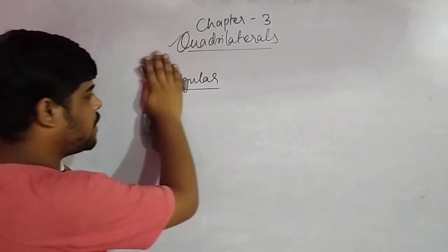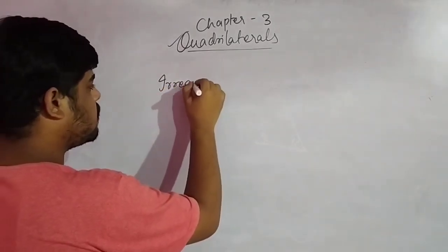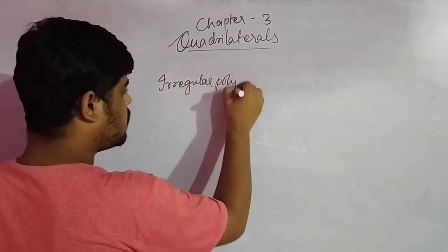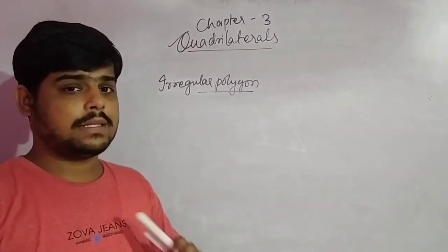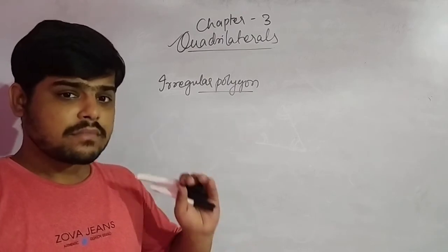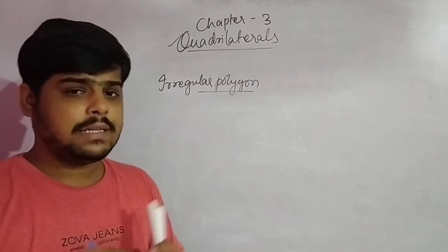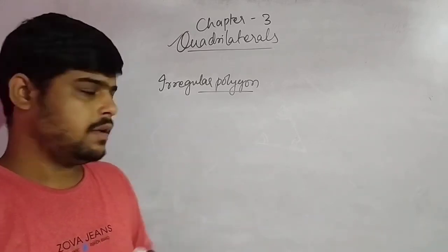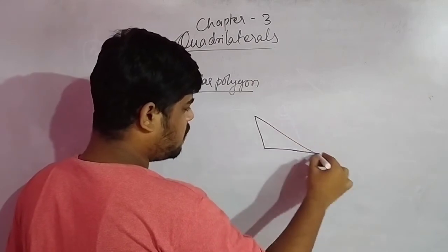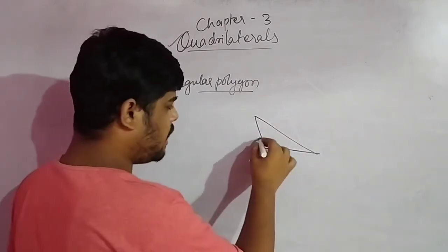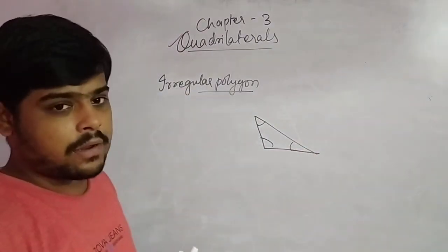Now what is the irregular polygon? Irregular polygon students. Now what is irregular polygon? In a regular polygon the length of all the sides and the measure of all the angles are equal, but in an irregular polygon the length of all the sides and the measure of all the angles are different. Okay, so this is an irregular polygon. All the three sides are different and the measure of all the three angles are different.